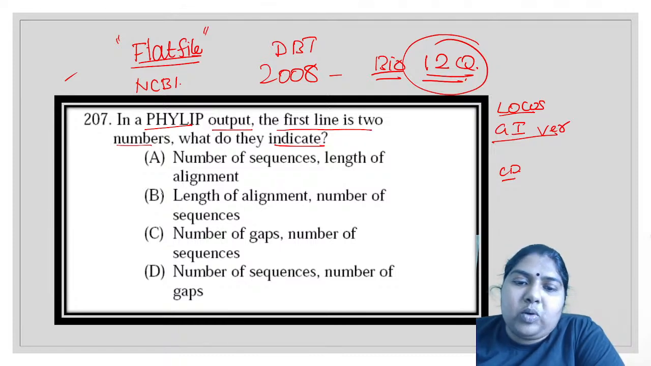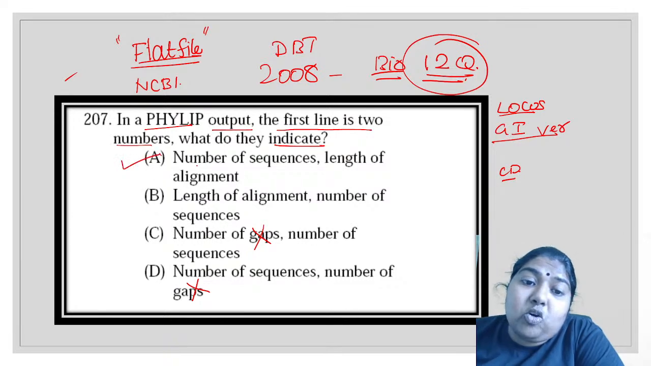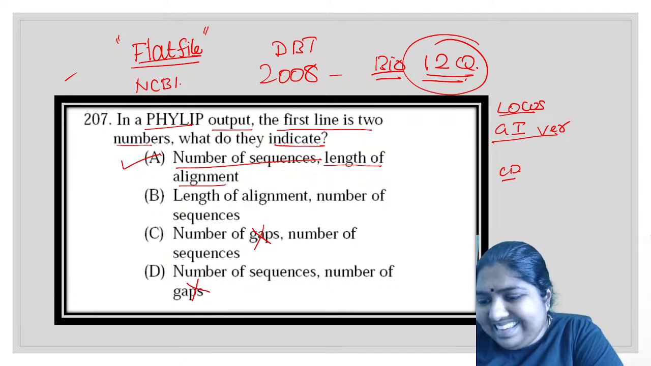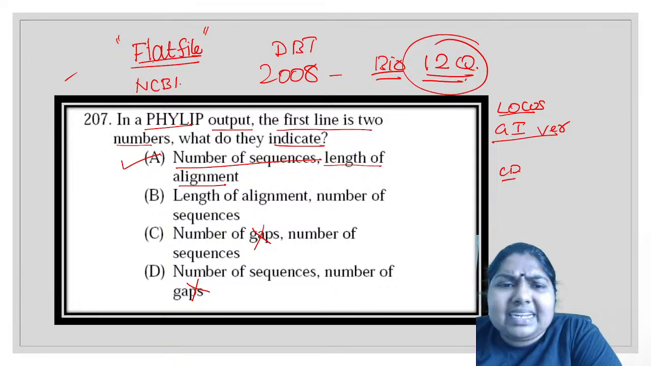In PHYLIP, you don't worry about gaps. So you eliminate these two gaps. So first it is going to be the number, and then it is going to tell the length. So this is, yes Nikhil, directly the flat file.